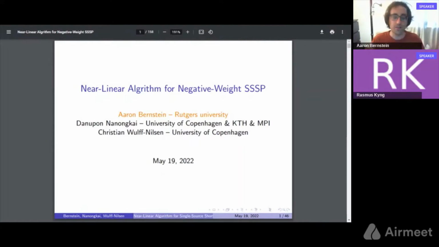Okay, yeah, so I'm going to talk today about a near linear time algorithm for single source shortest paths in a graph with negative weights. And this is joint work with Danupon Nanongkai and Christian Wulff-Nilsen.